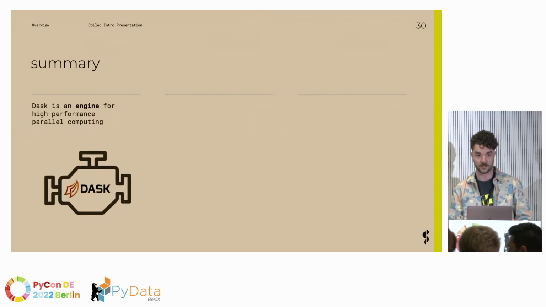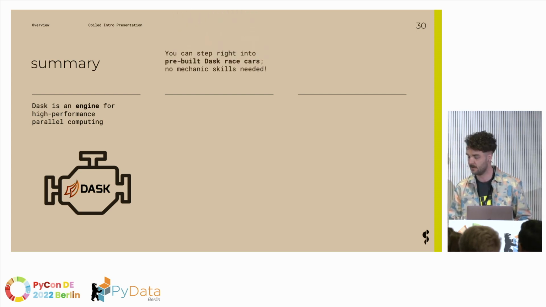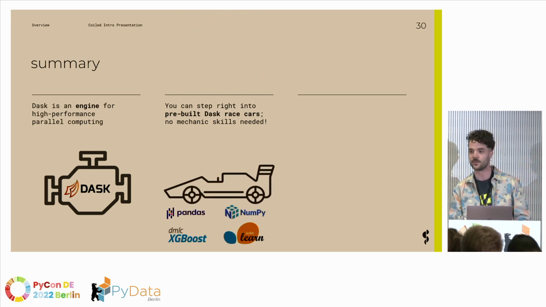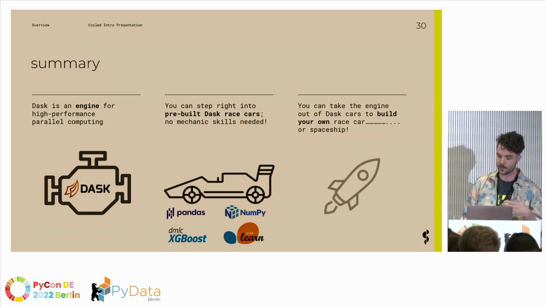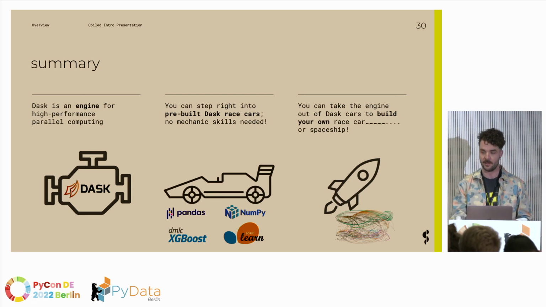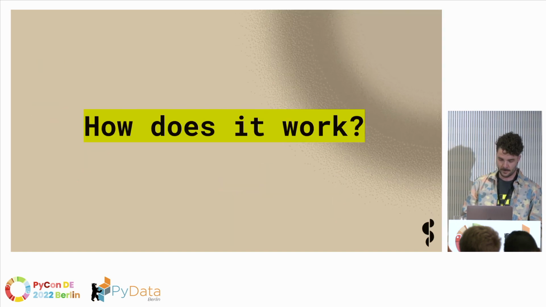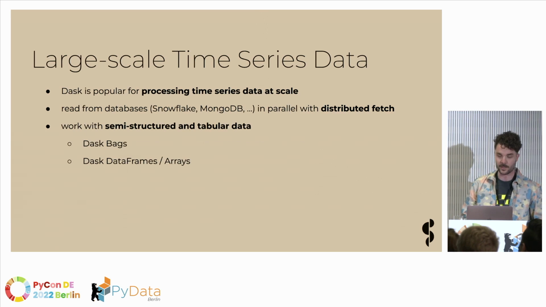So very quickly, just a summary for this intuition stage of the tutorial. Dask is an engine for high-performance parallel computing. You can step right into pre-built race cars, right? That's the pandas, numpy, XGBoost, but then with the Dask engine. Or you can build your own custom task graphs for custom parallel Python code. All right, so how does it work and why does it matter?